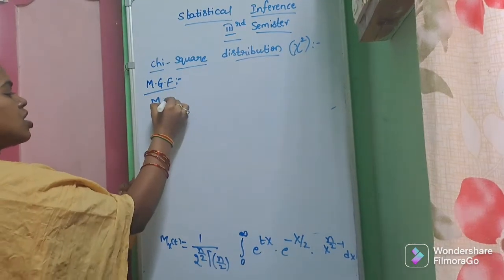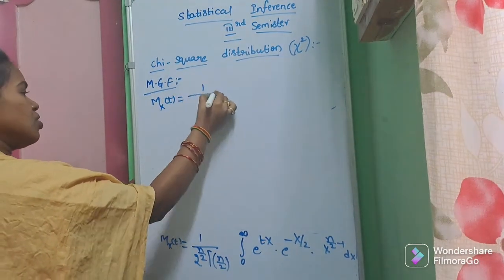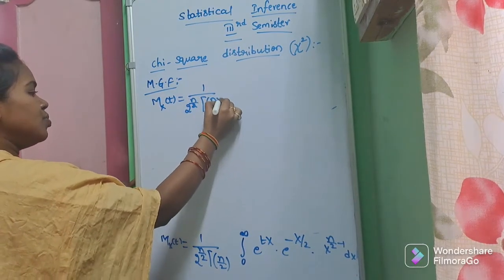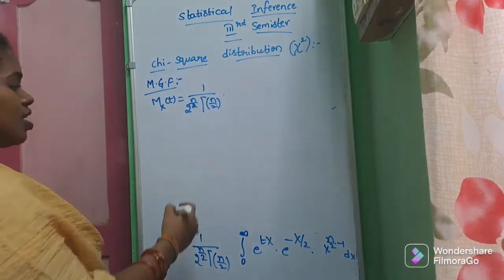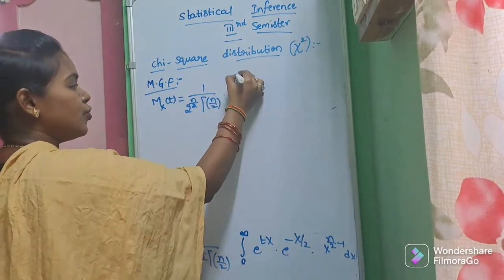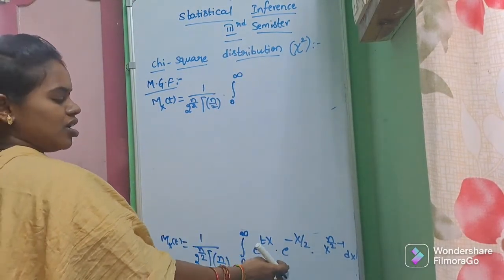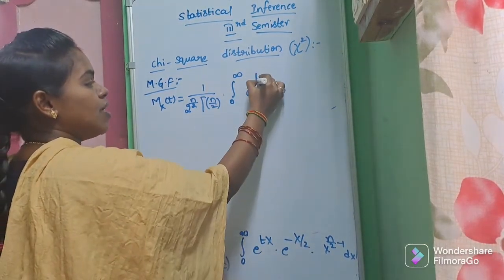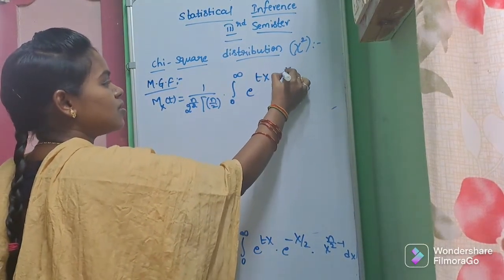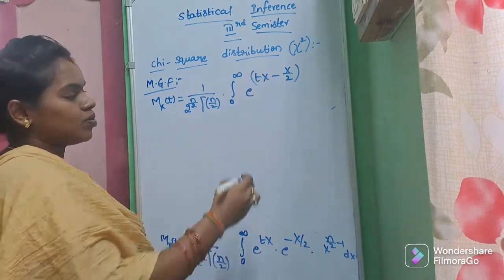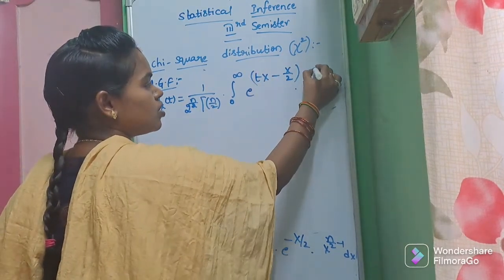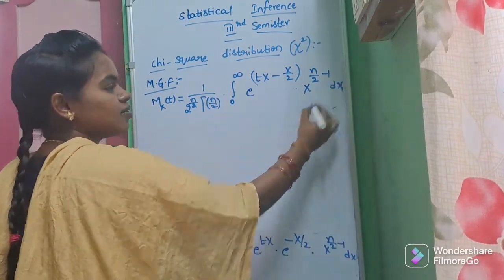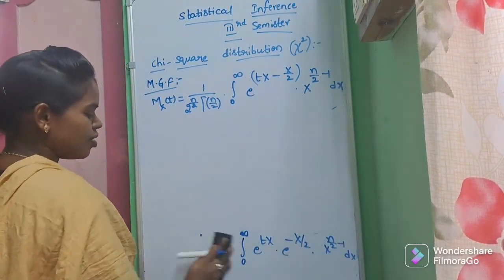Now, Mx of t equals 1 by 2 power n by 2 gamma of n by 2. Just write the same: integral from 0 to infinity, e power tx. As the bases are equal, the powers must be added: e power tx minus x by 2 into x power n by 2 minus 1 dx. Now we have to simplify that.